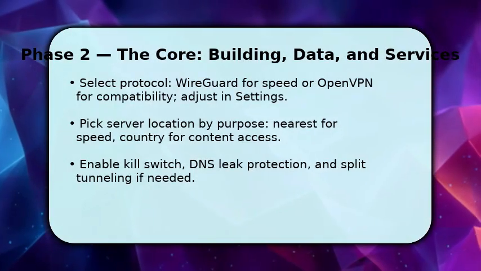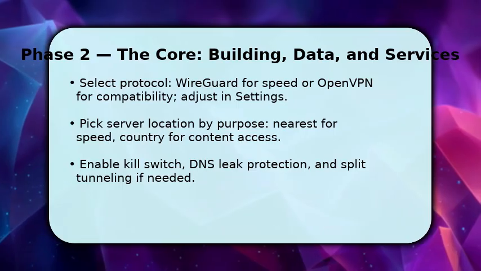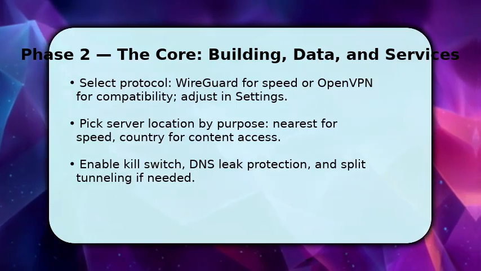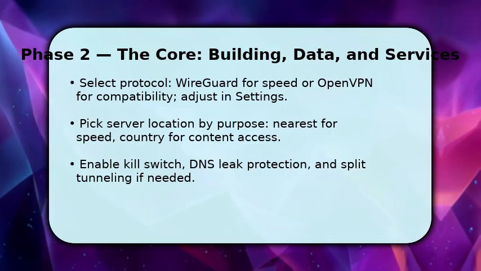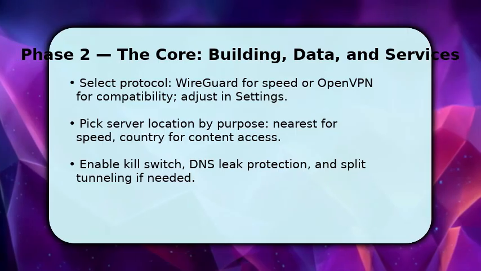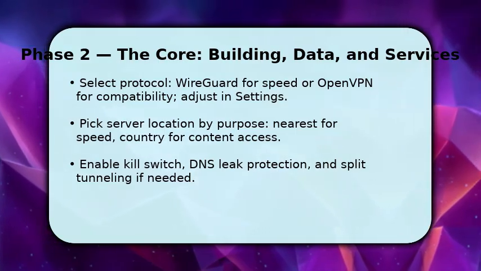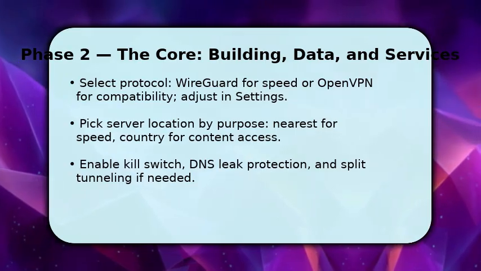Choose WireGuard for speed or OpenVPN for broader compatibility, and pick a server location, closest for latency, specific country for content access. Once set, toggle the kill switch and DNS leak protection to prevent accidental exposure. These are critical for security. If you need only certain apps routed through VPN, set up split tunneling.